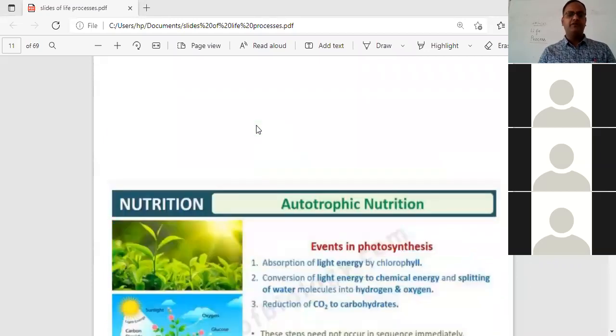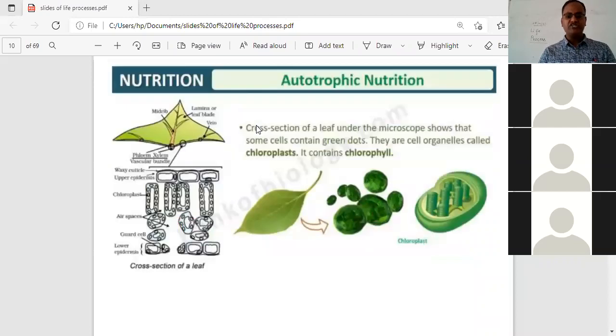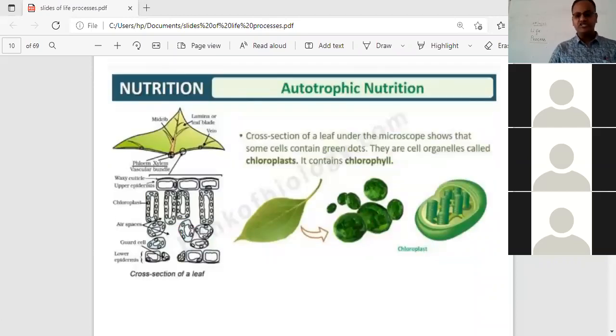Now after this, students, we will be discussing the cross section of a leaf. Cross section means, suppose if this is any material, and if we cut the material like this, then it is called the cross sectional view. So the cross sectional view of the leaf as seen under the microscope shows that some cells contain green dots. Now these green dots are definitely cell organelles, which are chloroplasts, and they contain chlorophyll.